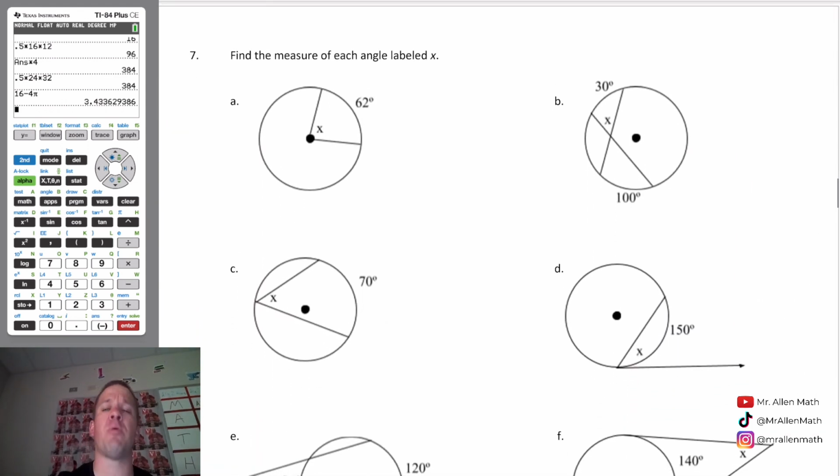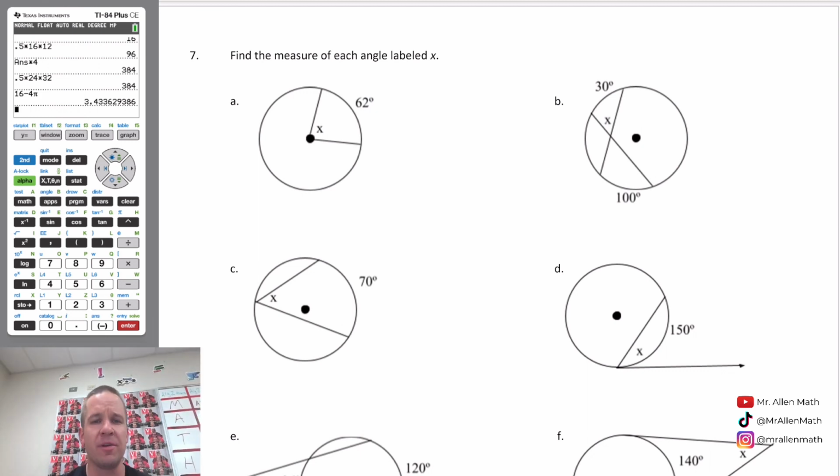This would be the most important part right here for your final. I'm going to try to turn the lights on. So we have ourselves a circle. We want the central angle, looks like there for x, for this first one here. Well, we know that the central angle is equal to the intercepted arc. So x here is going to be 62 degrees.